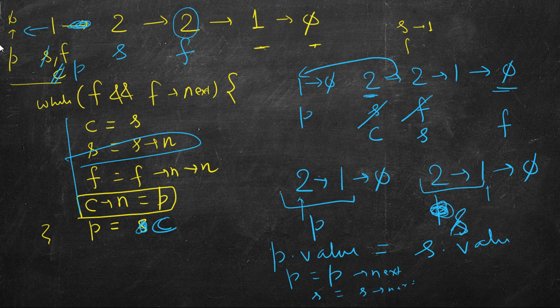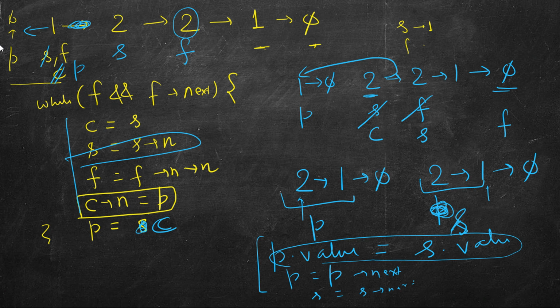And at any point of time, if this is not equal, we return false. And when this loop ends, that is when P or S becomes null, then we exit out of this loop and then we return true.